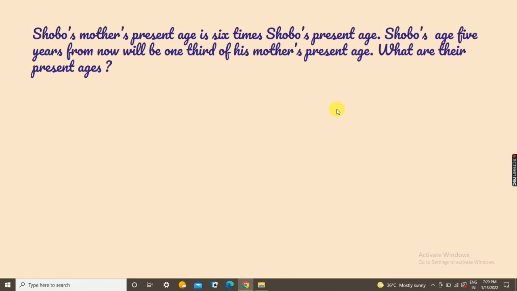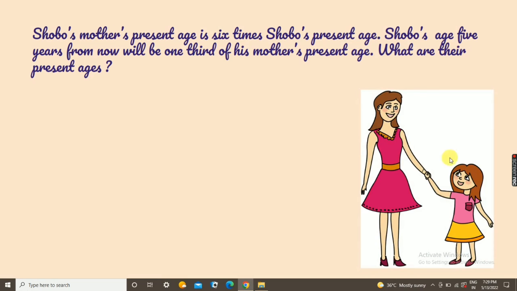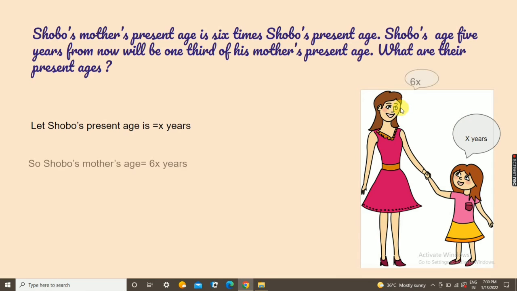Don't worry, it's super easy. Let us suppose this is Shobo and this is Shobo's mother. Now we don't know Shobo's present age. So let us suppose that Shobo's present age is x years. And Shobo's mother's present age is 6 times Shobo's present age. So Shobo's mother's present age is equal to 6x years.